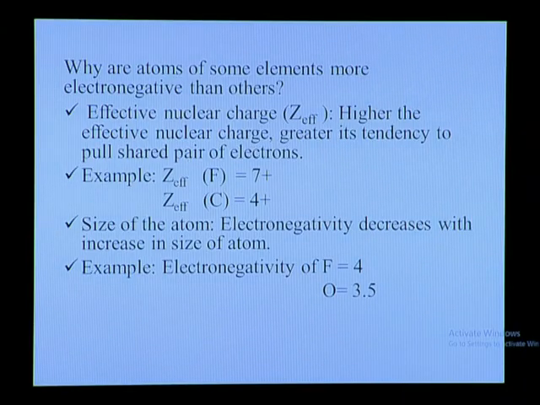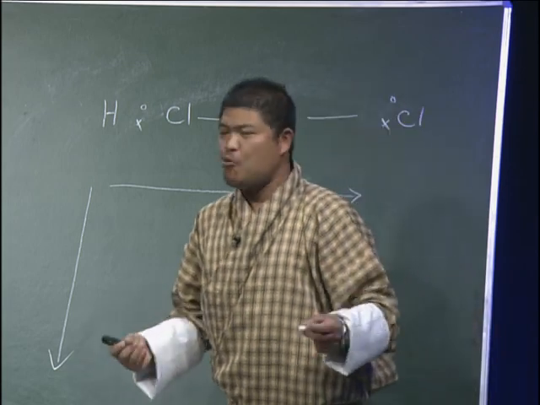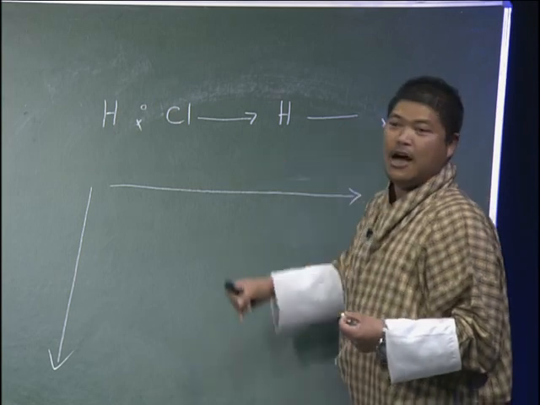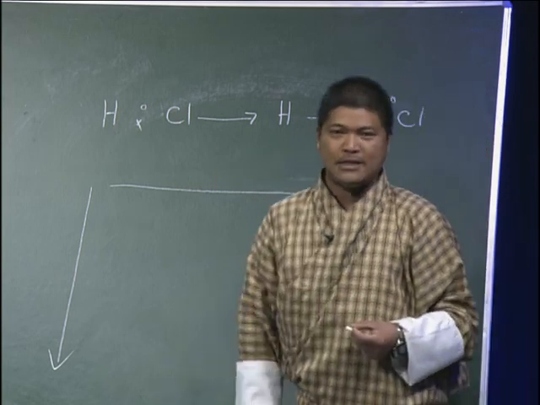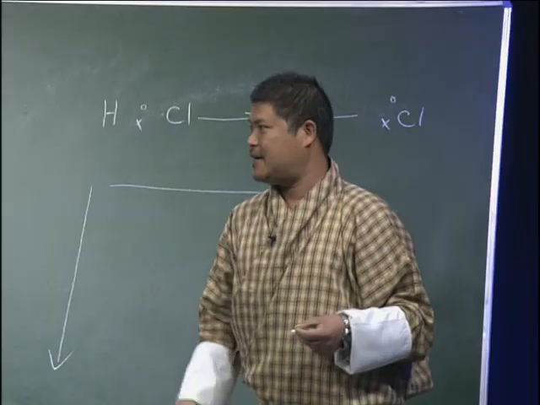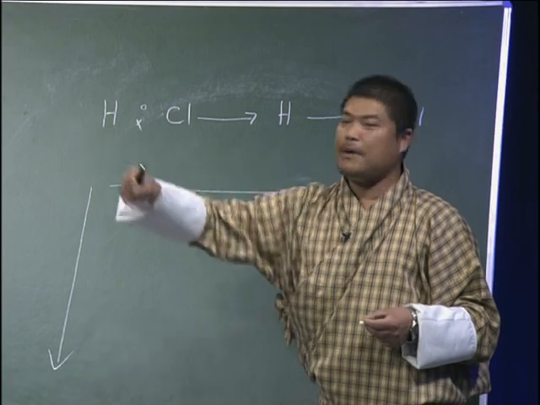Now, why are some of the elements more electronegative than others? We see that hydrogen is less electronegative than chlorine. So what is the reason? You might be wondering, what is the reason behind having chlorine high electronegativity than hydrogen? So there are two factors. The first one is effective nuclear charge. So if the effective nuclear charge is very high, then the electronegativity will also be higher. Higher the effective nuclear charge, greater its tendency to pull shared pair of electron.